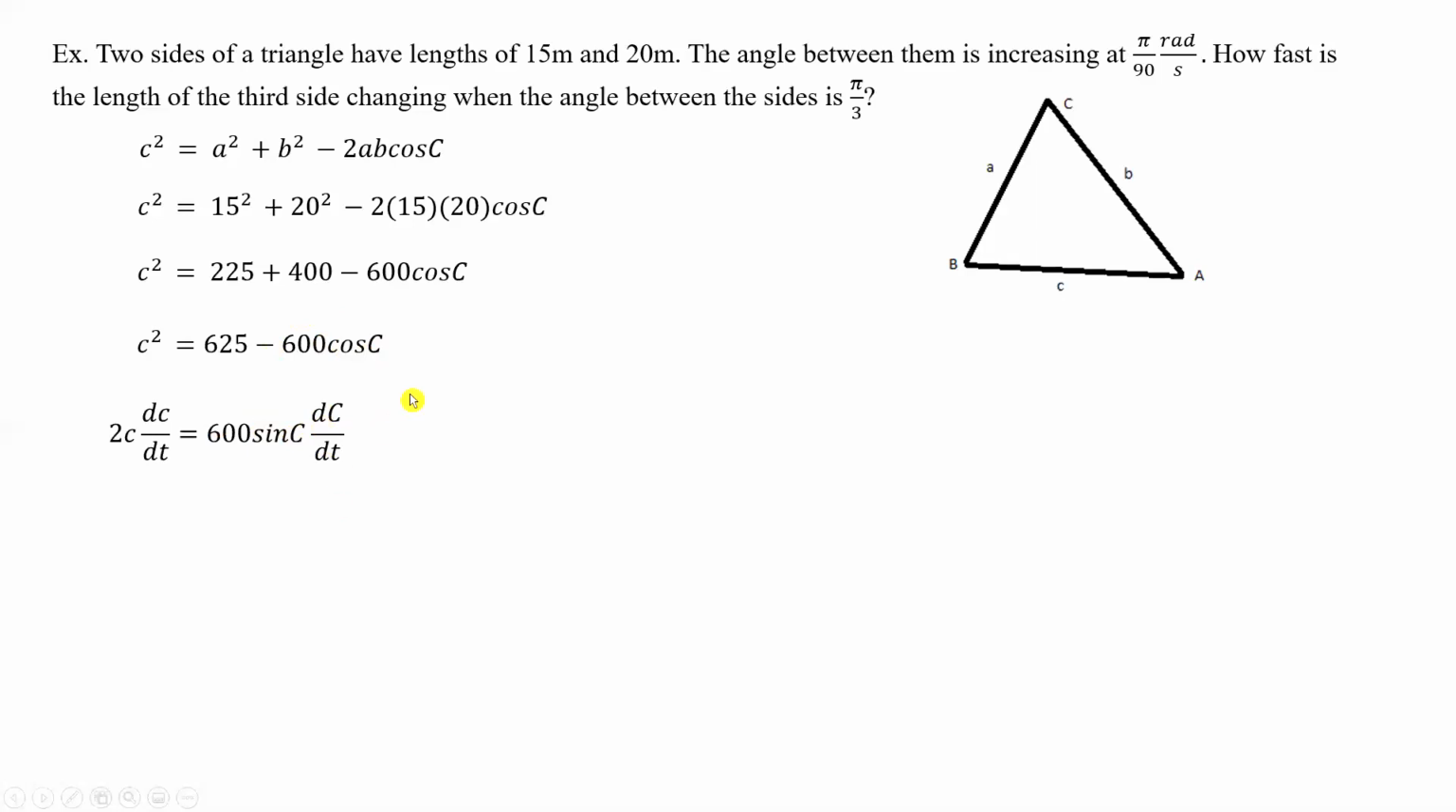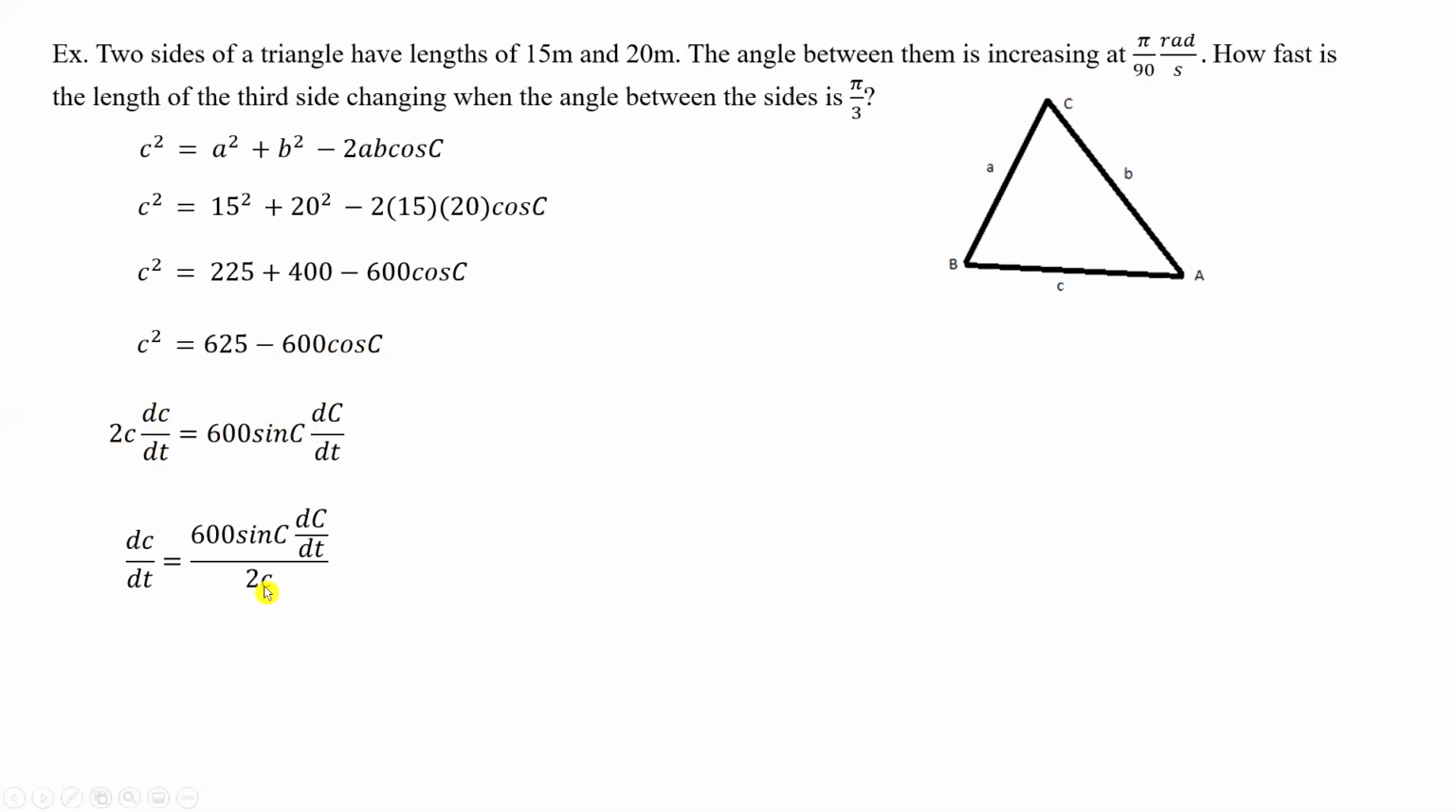What are we looking for in the question? How fast? That means d's are involved because that represents a change. The length of the third side, that's c, so it means we're looking for dc dt. Change in side length over change in time. Let's get dc dt by itself by dividing both sides of the equation by 2c.